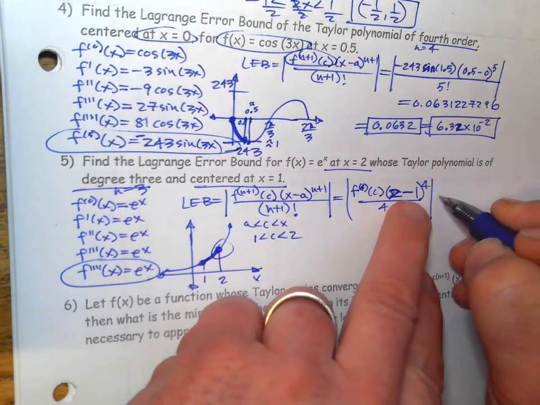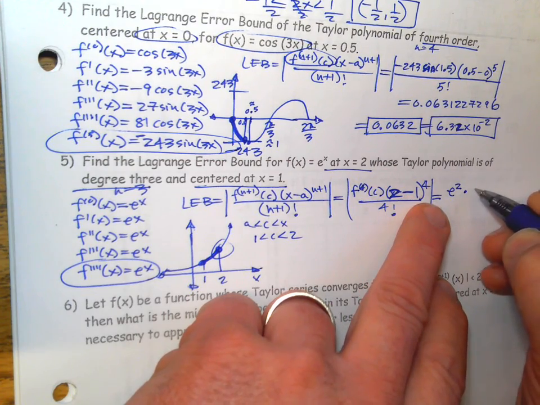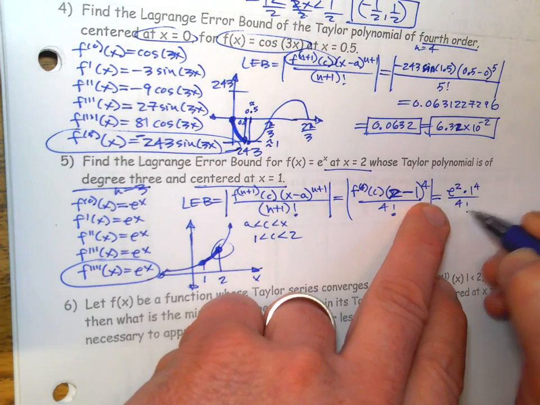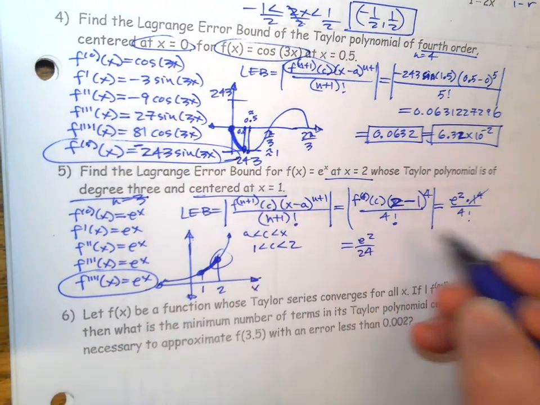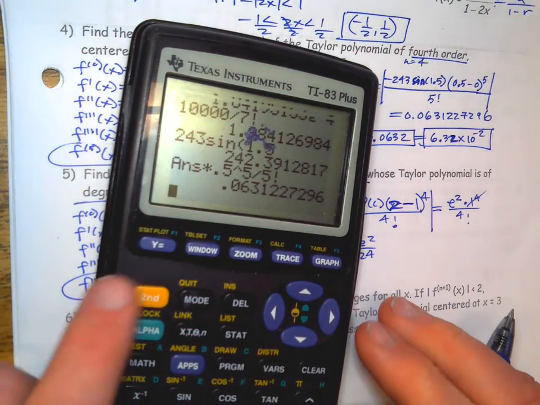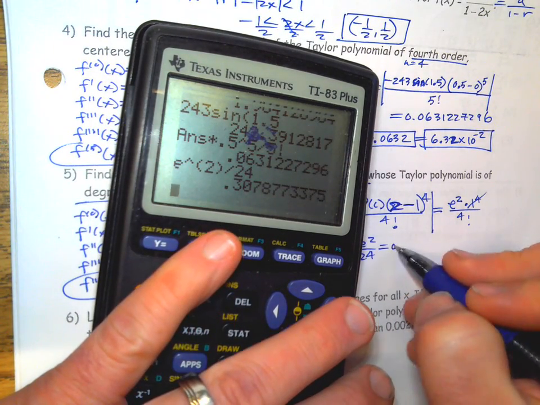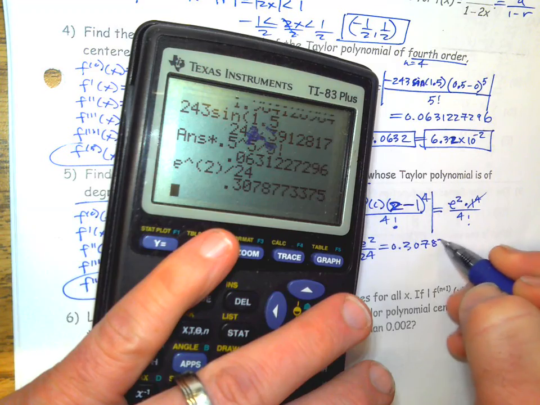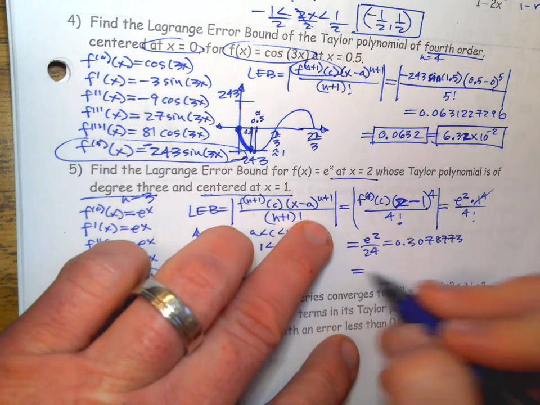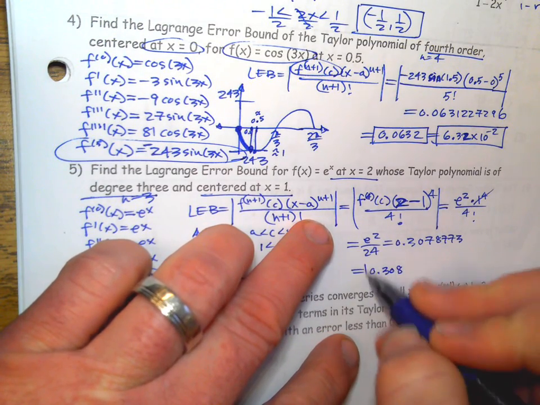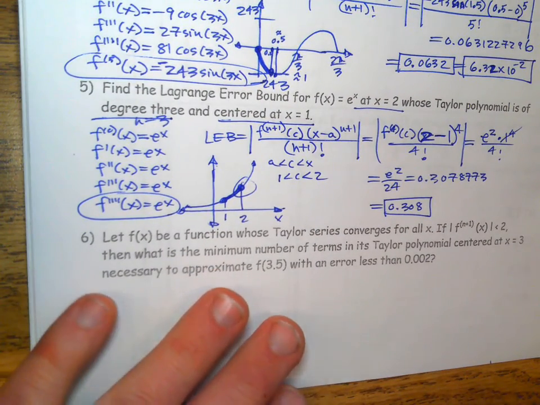So we're going to plug in e to the 2, and then we're multiplying times 1 to the 4th over 4 factorial. Well, that goes away. So it's e squared over 24. E squared divided by 24 is 0.3078773. Let's say we're doing 3 significant digits. It's going to be 0.308 for sure. No truncating, no rounding down, round up for max error estimates. So that's your Lagrange error bound.